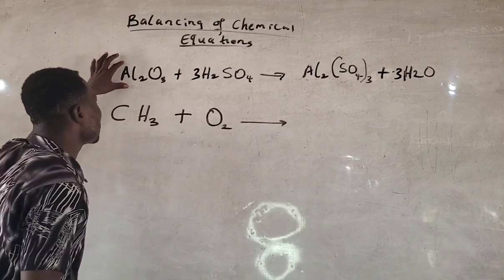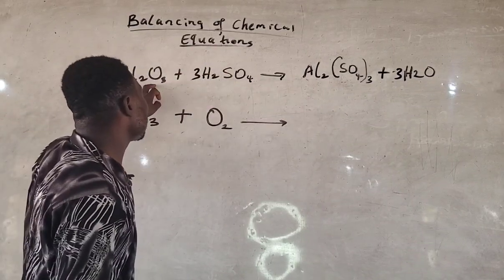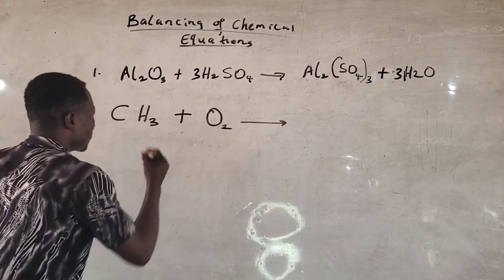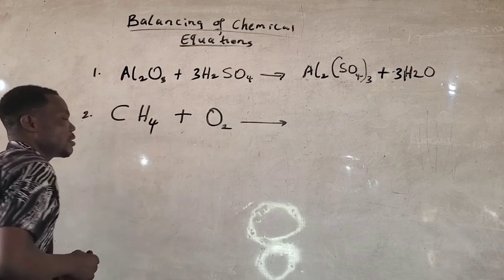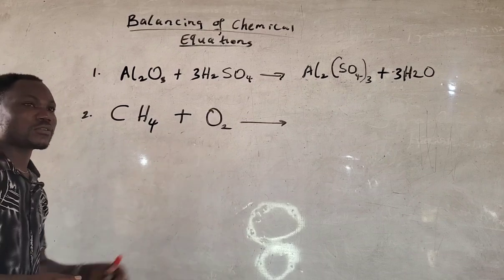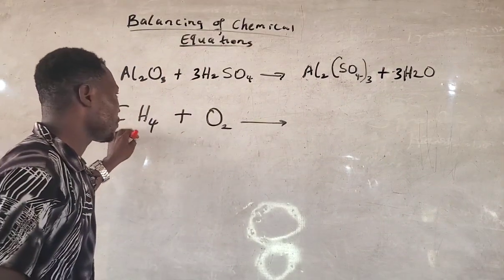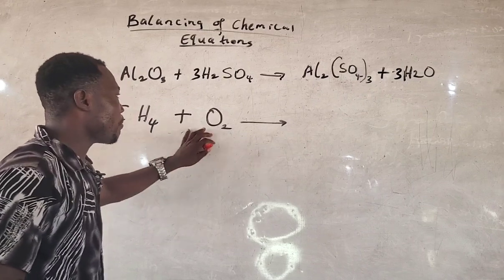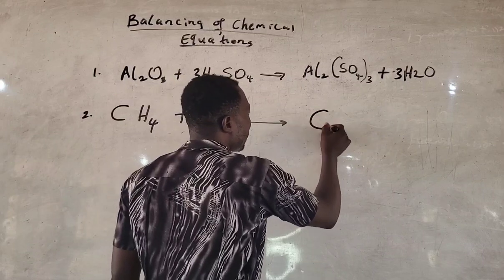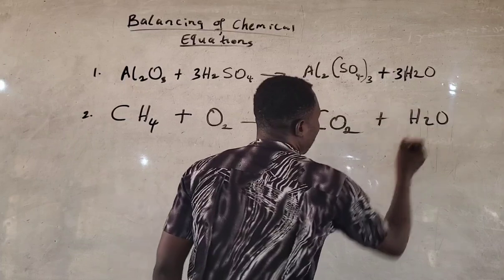So the aluminum here displaces hydrogen here to form this, while the hydrogen combines with this oxygen to form what? Water. Now look at this one. This is methane. This methane, a hydrocarbon reacting with oxygen, is a combustion reaction. So you have to know that anytime a hydrocarbon reacts with oxygen, it's going to produce carbon dioxide and water.